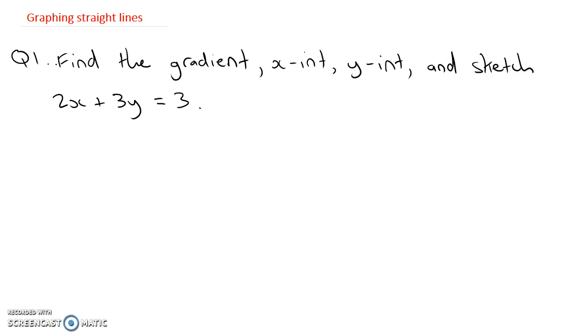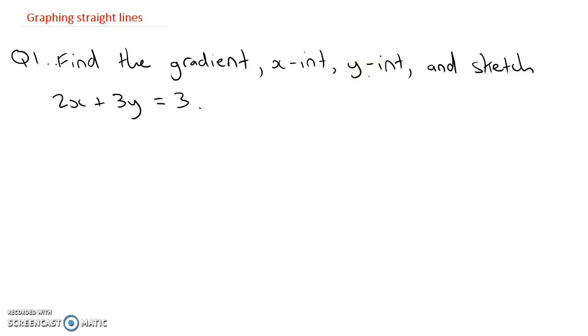Now there's a couple of terms in this question that you might be unfamiliar with. First, the gradient. The gradient of a line is the slope of the line. The x-intercept is where it hits the x-axis, so where the line hits the x-axis. The y-intercept is where the line hits the y-axis.